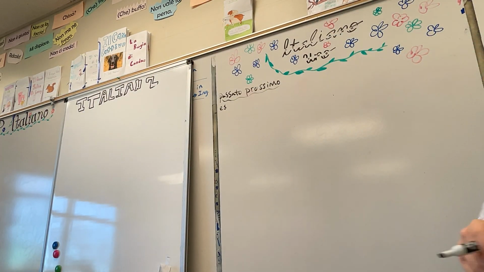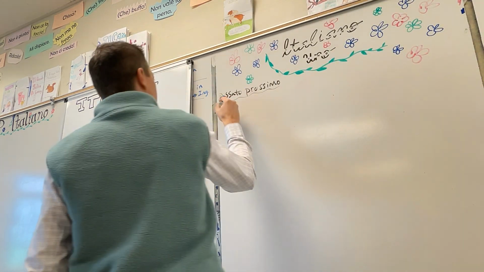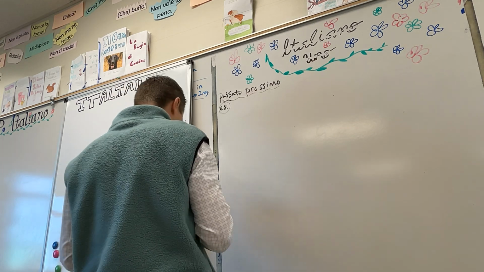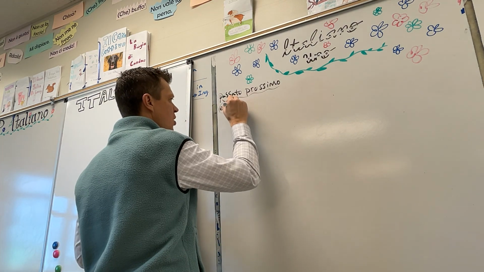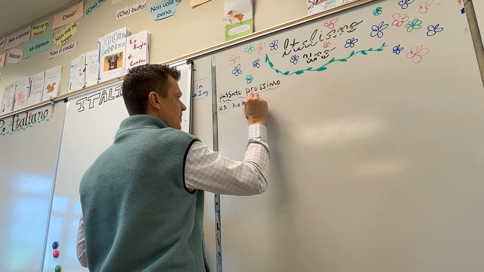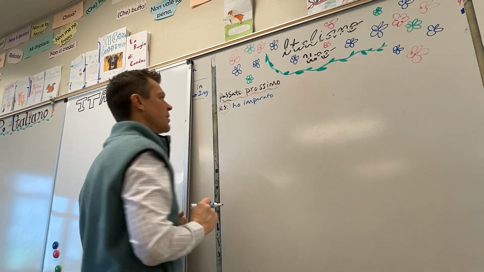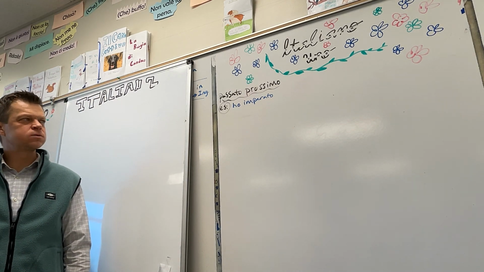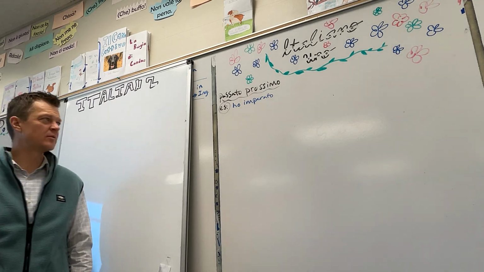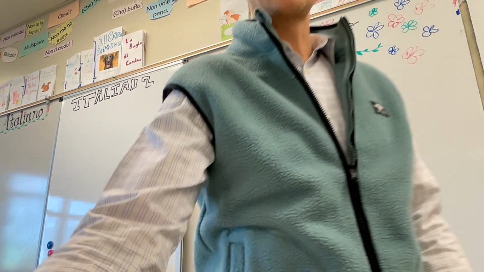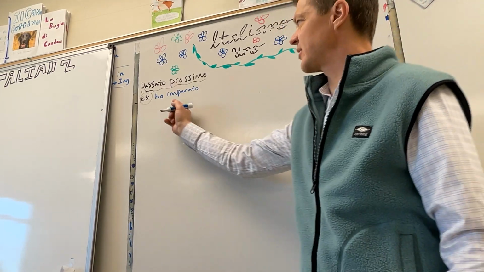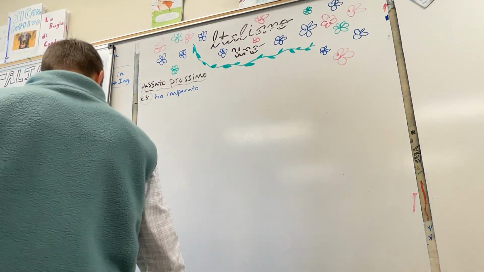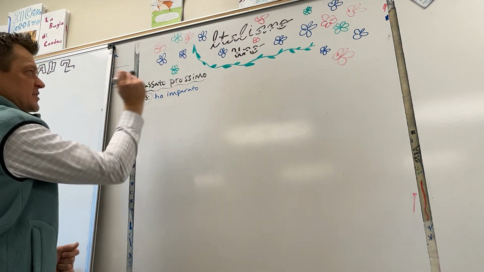Ok, allora, passato prossimo, è un esempio, ho imparato. Ho imparato. Ok? What does the ES stand for? Esempio. It's an example. Allora, ho imparato significa. Che significa ho imparato? I learned. Okay, so that is a little example of passato prossimo.